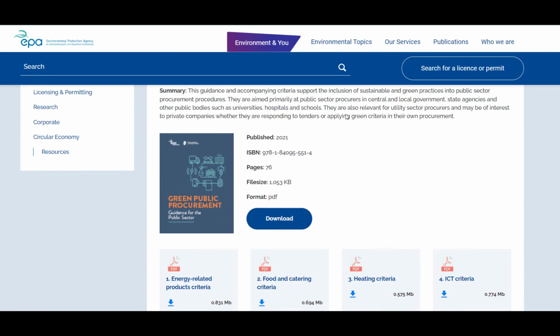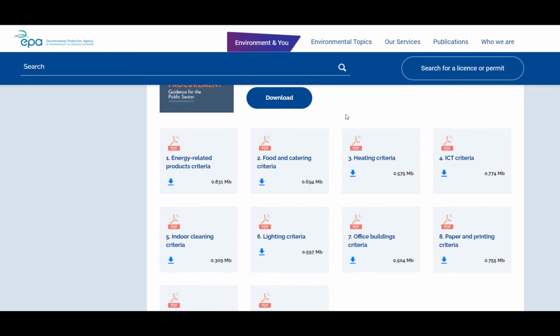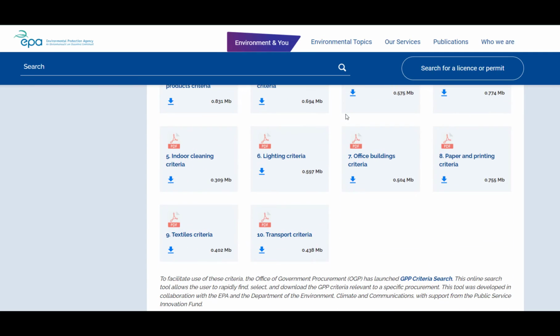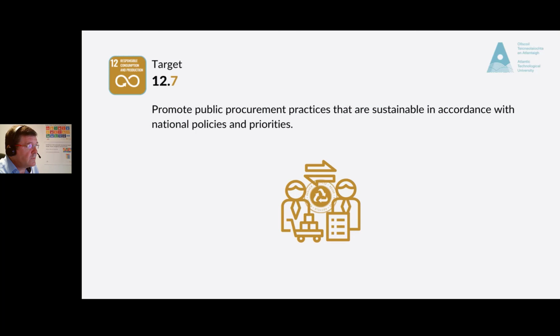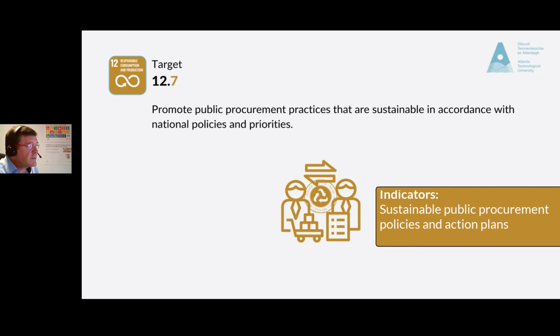The EPA have produced guidelines, and there's a lot of time and energy and effort being spent by local authorities to upskill their staff in procurement and ensure that their procurement systems are indeed sustainable. The indicator for this: the number of countries implementing sustainable public procurement policies and action plans.